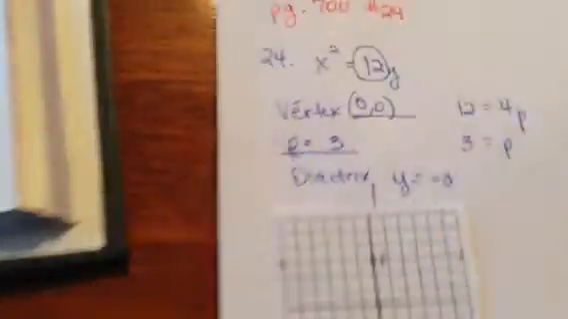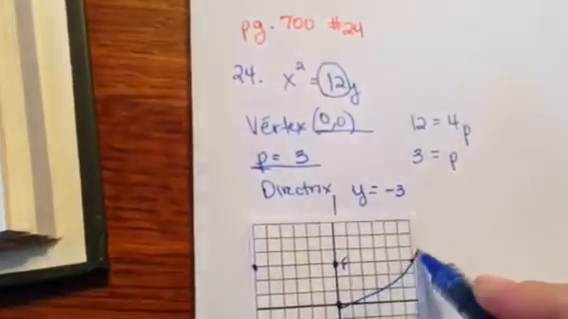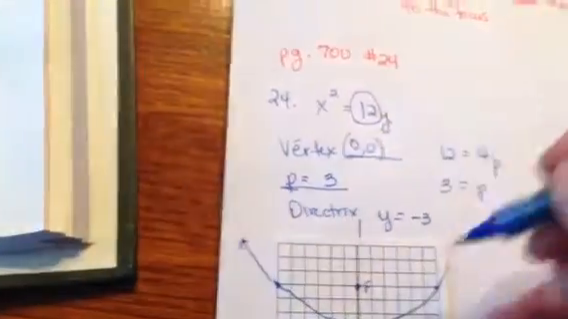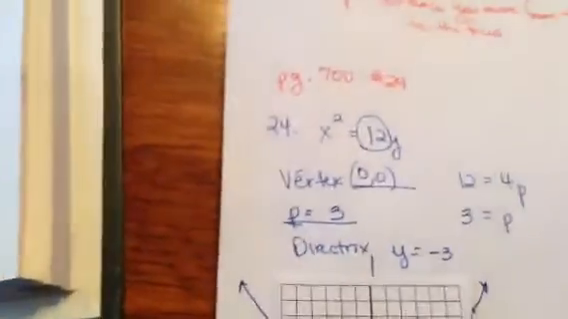So here is my parabola. It's a pretty fat little dude right here. He's going to go up like this. I'm going to extend him, put arrows on him. So there, right there, is my parabola that opens up.